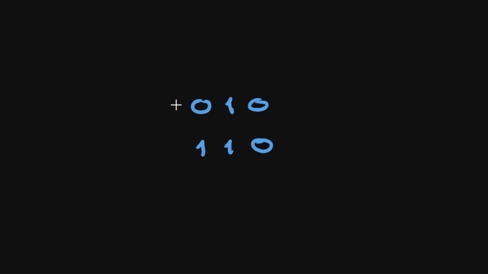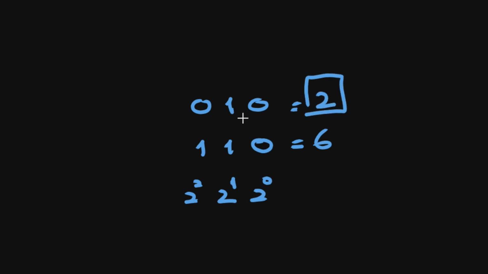And finally, remember how to read these binary numbers. At each position we have 2 to the power of the current position. So first we have 2 to the power of 0, next 2 to the power of 1, next 2 to the power of 2. So in this case we have 2 to the power of 2 times 1, this is 4, plus 2 to the power of 1 times 1, which is 6. And here we have 2 to the power of 1 times 1, which is 2. So the decimal number 2 is 010 in binary, and decimal number 6 is 110 in binary.